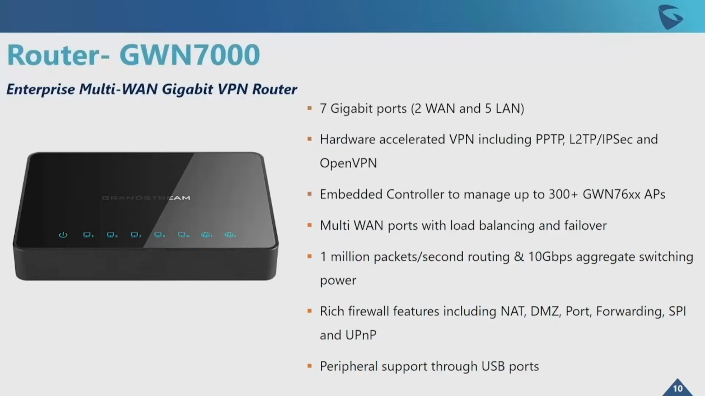The GWN 7000 has a built-in firewall that we'll cover later with many great features such as SPI and DPI. And we also have 2 USB 3.0 ports on the back of the GWN 7000 that you can use for such things as external hard drives and creating a NAS, etc.